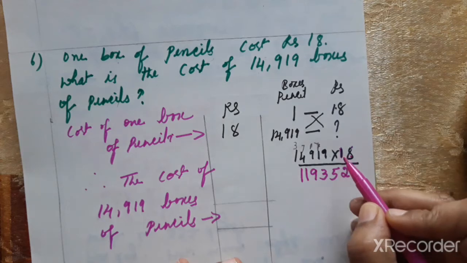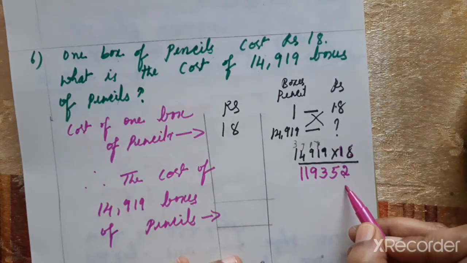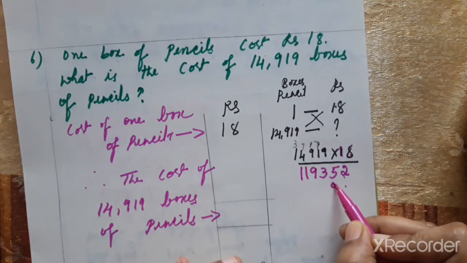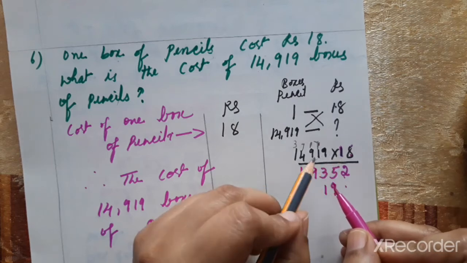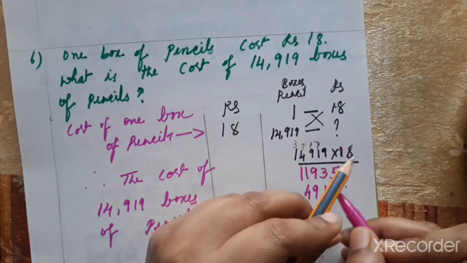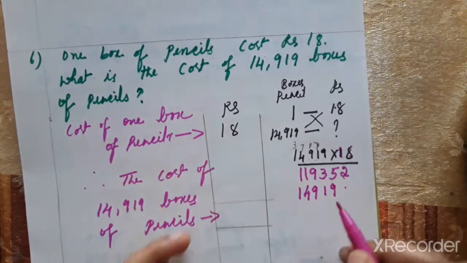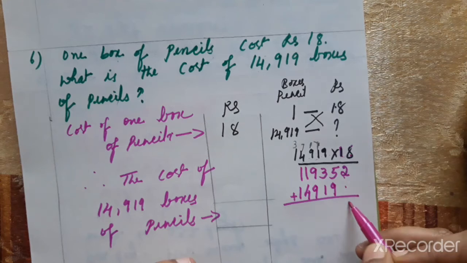Now with 1. So 1 nine is 9. Leave one space, don't write here; write here. Okay. 1 nine is 9. Then 1 one is 1. 1 into 9 is 9. 1 into 4 is 4. 1 into 1 is 1. Now you have to add the values here. Okay, 2 as it is.